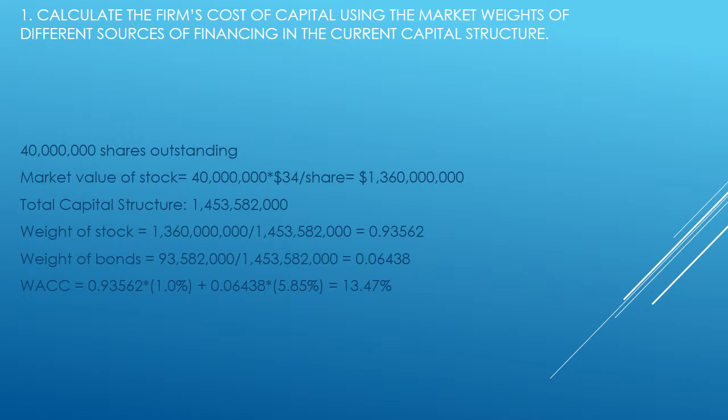So, in calculating the firm's cost of capital using the market weights of different sources of financing in the current capital structure, the figures are as follows. 40 million shares outstanding. Market value of stock equals 1.36 million. The total capital structure is 1.453 billion. The weight of the stock is 0.93562. The weight of the bonds is 0.06438. And the weighted average cost of capital equals 13.47%.